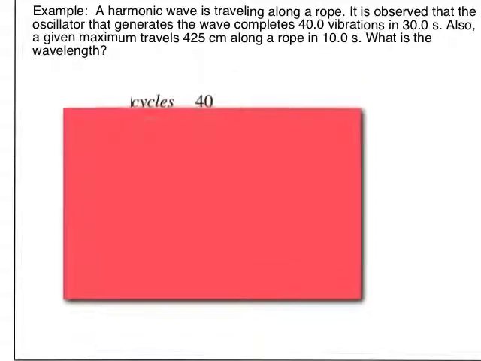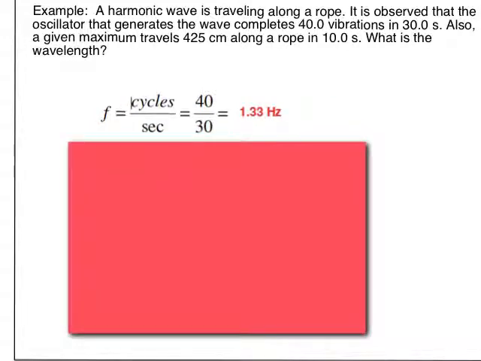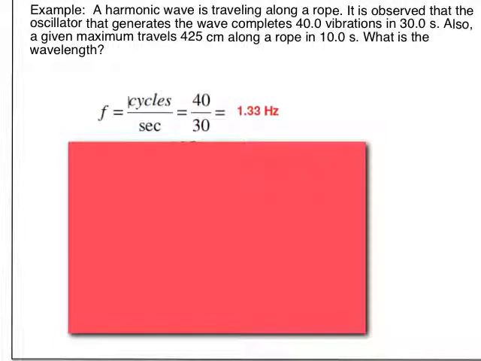So I'm going to walk you through the steps. We know what the frequency is. We have 40 vibrations or cycles in 30 seconds. So if we plug those numbers in, and sorry about that little line there, this was my cursor that I forgot to remove when I screenshotted. So we end up with a frequency value of 1.33 hertz.